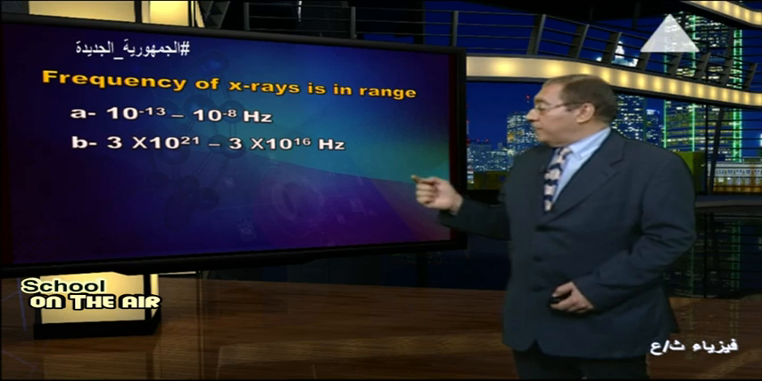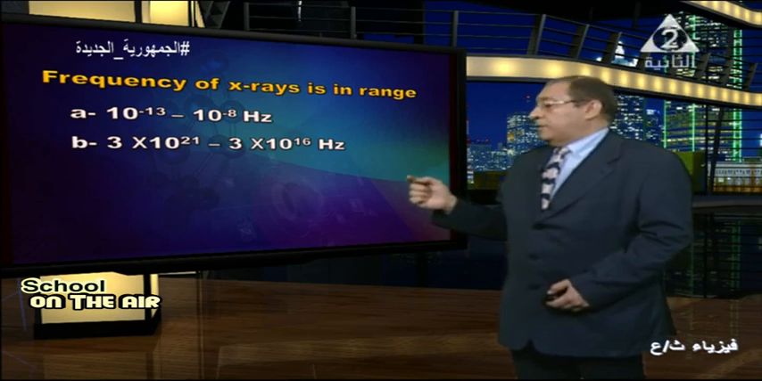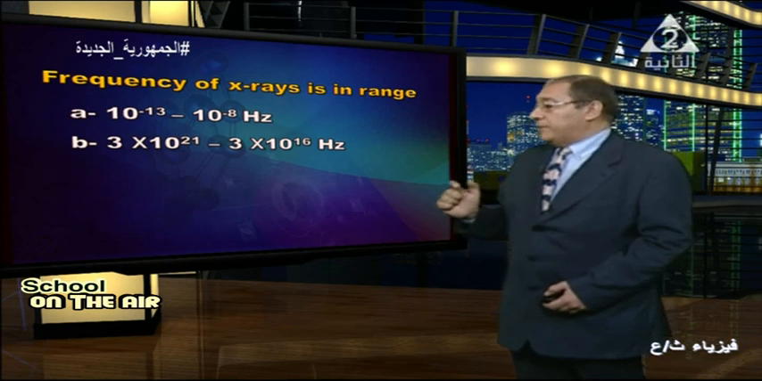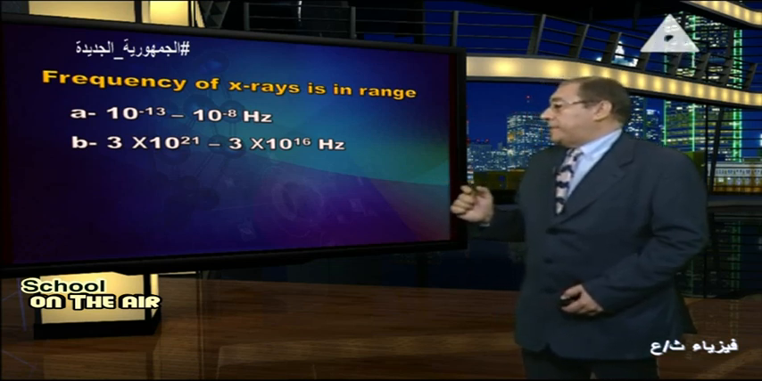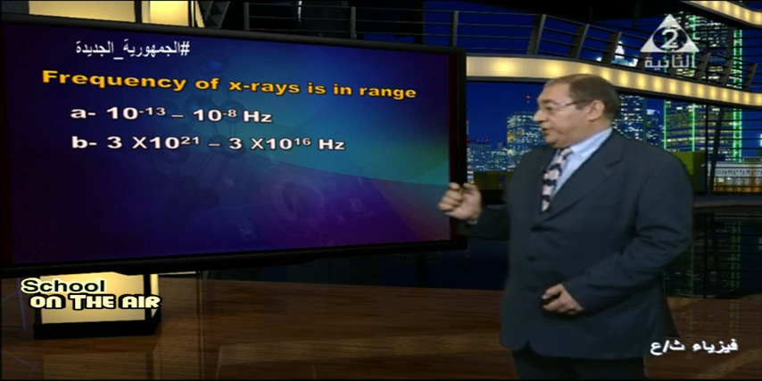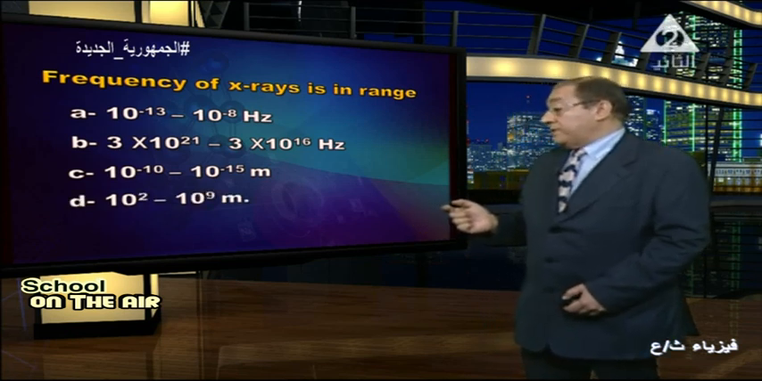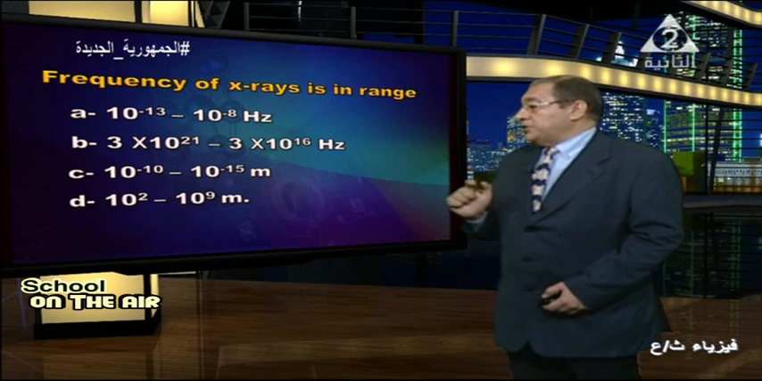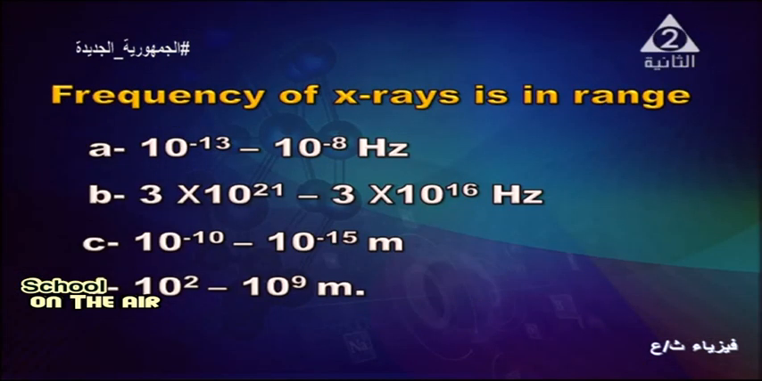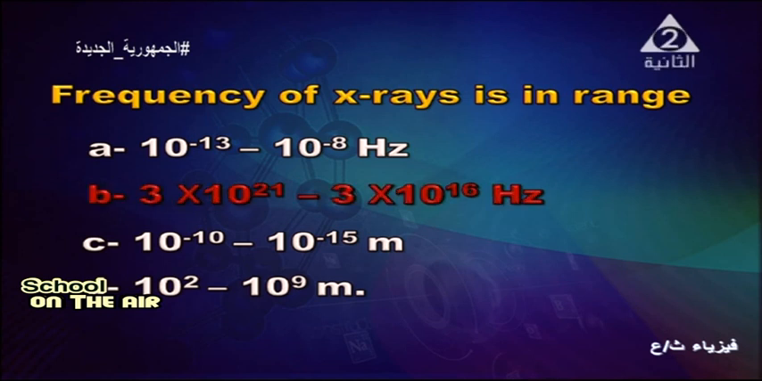And 3 times 10 to the power 21 ranging to 3 times 10 to the power 16 hertz, 10 to the power negative 10 ranging to 10 to the power negative 15 meter, 10 to the power 2 ranging to 10 to the power 9 meter. Of course, C and D are definitely wrong because the unit is not a unit of frequency. And by using the formula I said, it will be number B, 3 times 10 to the power 21 ranging to 3 times 10 to the power 16.